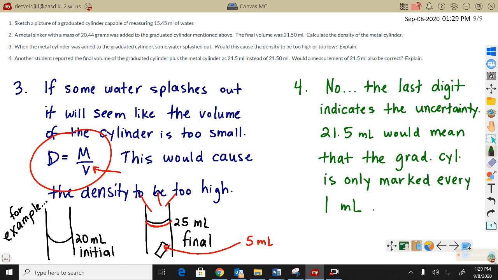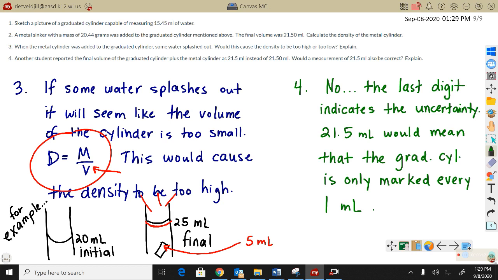And then finally, question 4. Another student reported the final volume of the graduated cylinder plus the metal cylinder, the metal piece, to be just 21.5 instead of 21.50. So here's kind of what I was mentioning before. Would that measurement of 21.5 milliliters be correct?